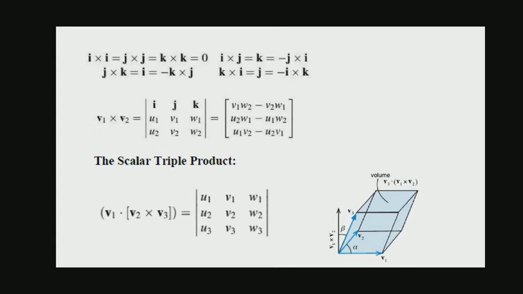Next, the scalar triple product. In addition, the combined product of three vectors v1, v2 and v3, that is v1 dot (v2 cross v3), can be calculated using the following determinant. That is given by v1 dot (v2 cross v3) is given by the determinant of u1 v1 w1, u2 v2 w2, u3 v3 w3, and this is the figure.